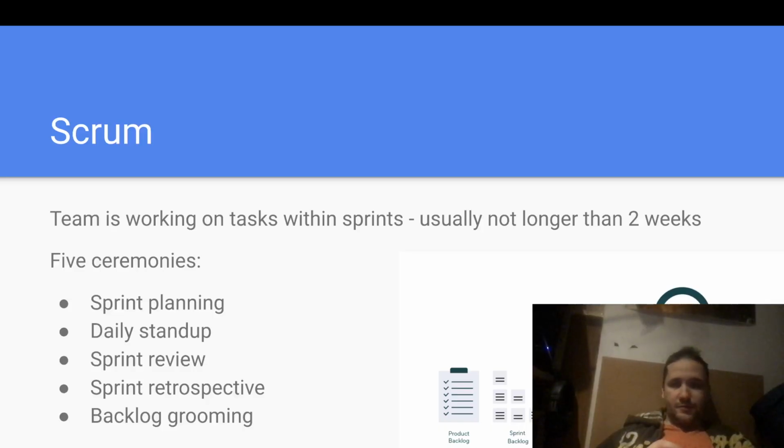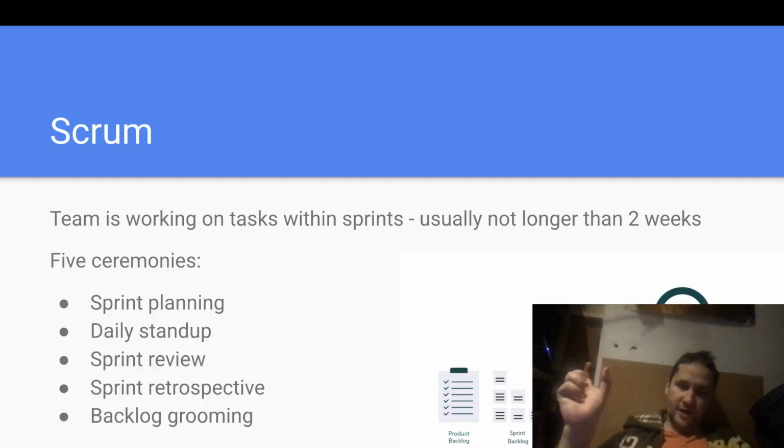The thing is, the Scrum team, right? The Scrum team is focusing on things where there is a plan on which tasks are going to be done within a certain period of time. That certain period of time, that time-boxed event, is called a sprint.